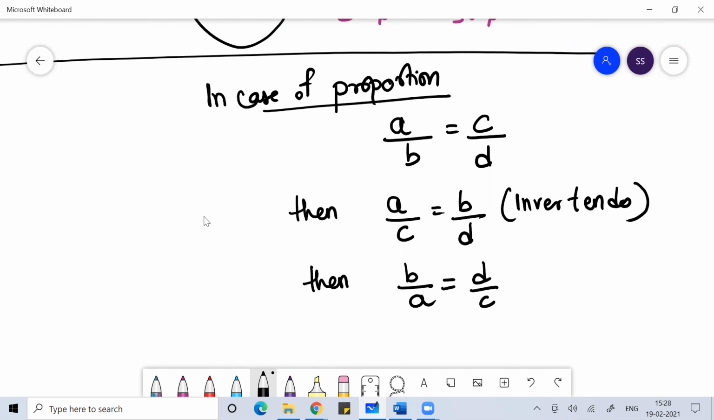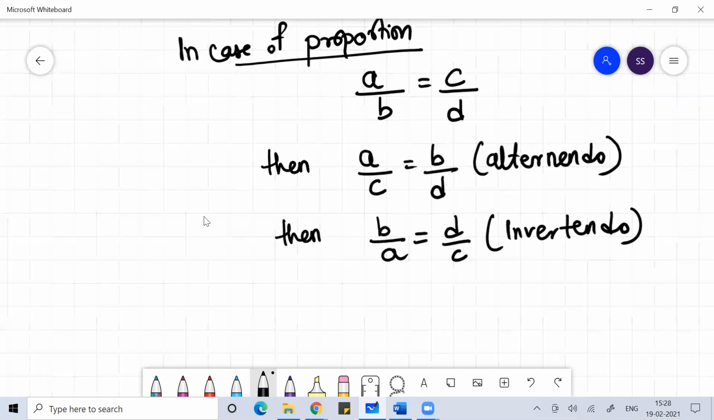Sorry, A by C equal to B by D is called alternando, and B by A equal to D by C is called invertendo, the inverse. You can take alternates.